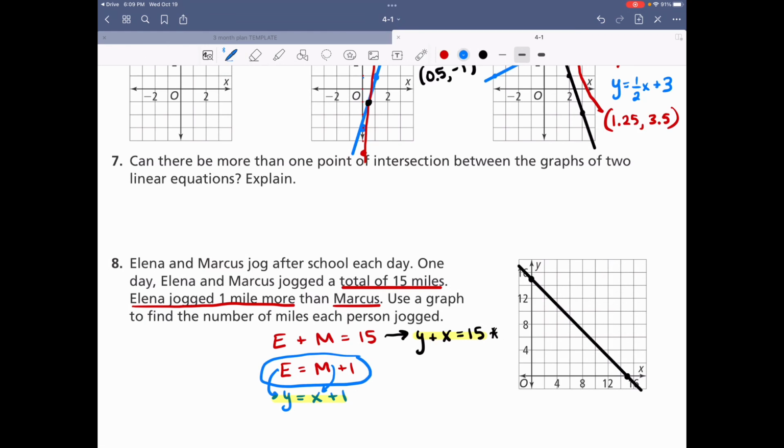For the blue equation, we have a y-intercept of 1, that's here, and we have a slope of 1, which we don't see, but we're going to rise 1, run 1. Rise 1, run 1. Our scale is counting by 2s, so that's why it looks like I'm only rising a half. But if we rise 1, run 1, this is essentially what we get.